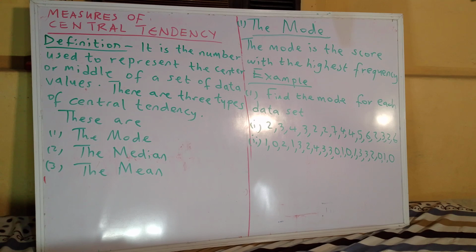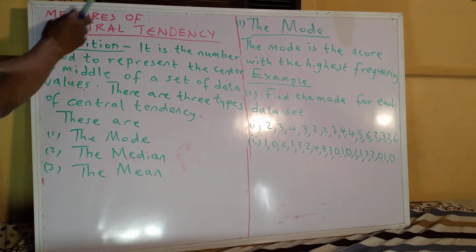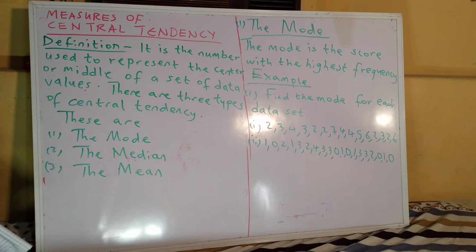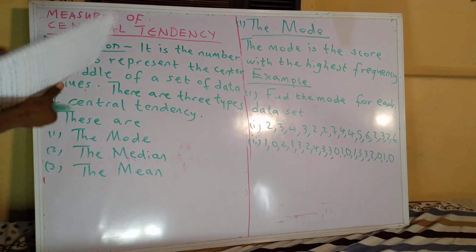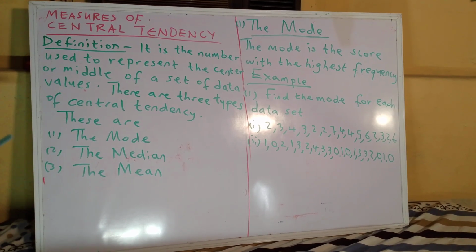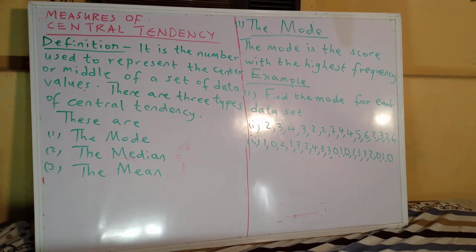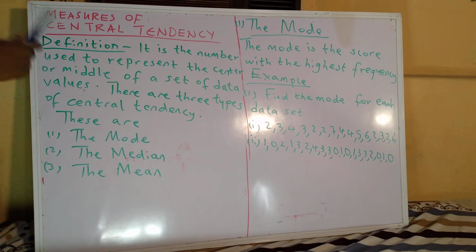Okay, let's begin. Today we'll be talking about the measures of central tendency. The measures of what? The measures of central tendency. Yes. So, definition. The central tendency is defined as the number used to represent the center or middle of a set of data values.